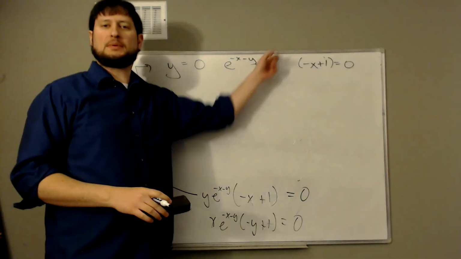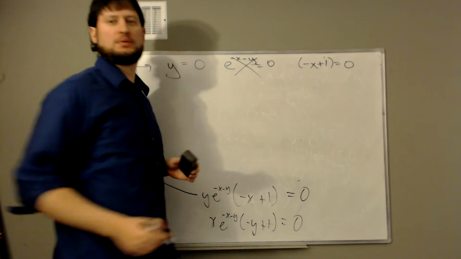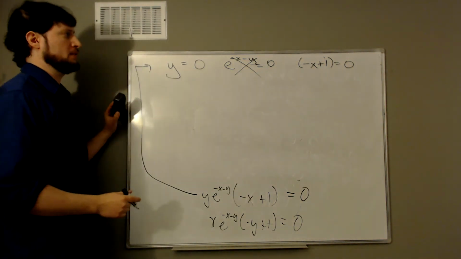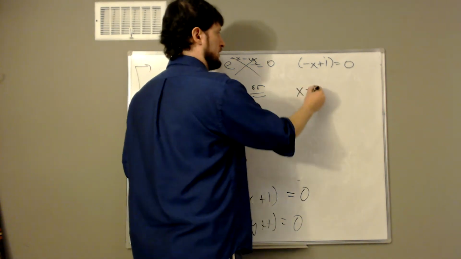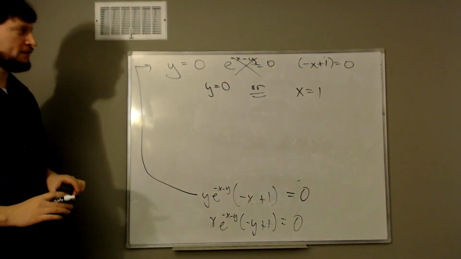Well, nothing can happen here because e to any power is never 0. E to anything is a positive number. So I get y equals 0 or x is equal to 1 from that first equation.